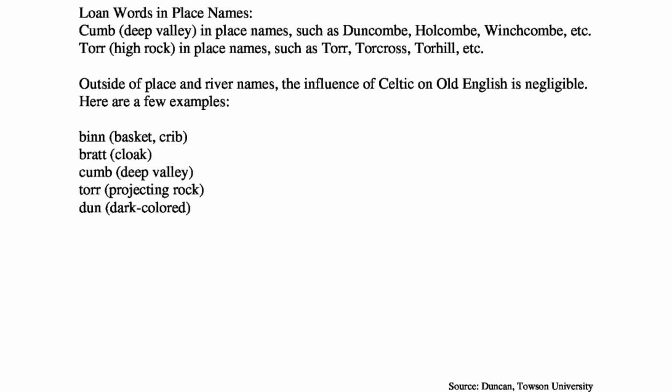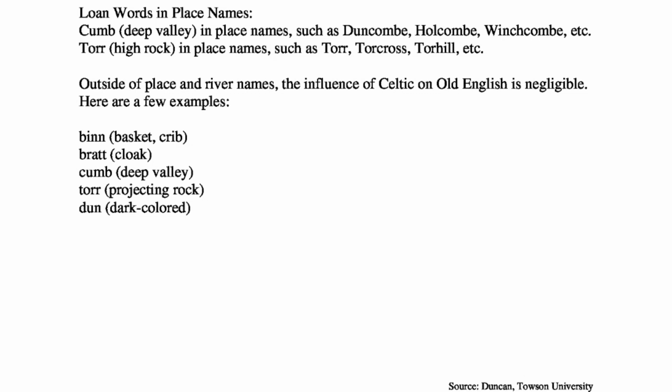The influence of the Celtic language is mainly in place and river names. River names are such as Thames, Avon, Dover, Esk, Wye, and Usk. Place names that come from Celtic languages are Cumberland, Winchester, Salisbury, Gloucester, Worcester, Kent, York, etc. They are still spoken the same way today.